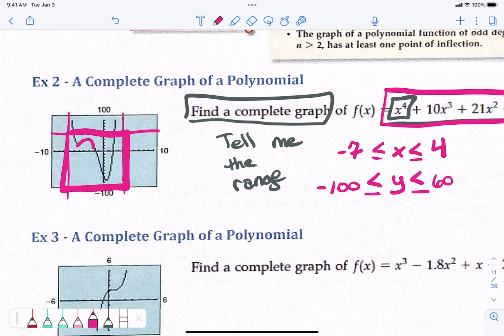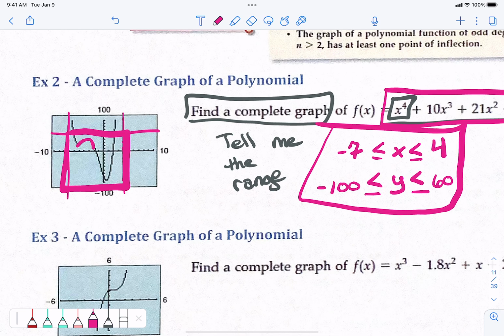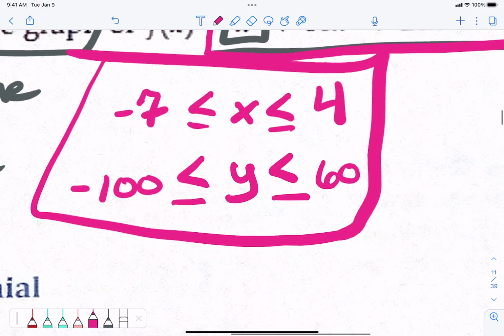okay? So when they say find a complete graph, they're asking for the viewing window that you're going to use. You might have pinched him in different than we would, right? They did negative 10 to 10 and negative 100 to 100. I'm saying I would go maybe even a little bit pinched in more than that to see it a little bit closer and not have as much wasted space, okay? So you might have something different than somebody else, but as long as it works, okay?